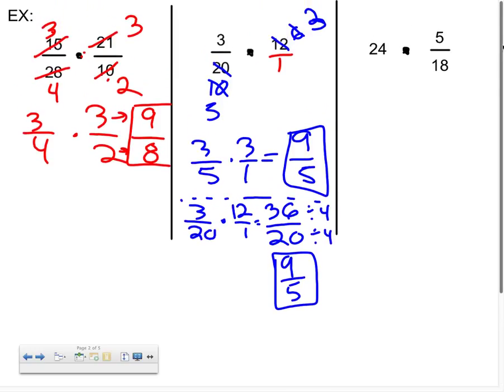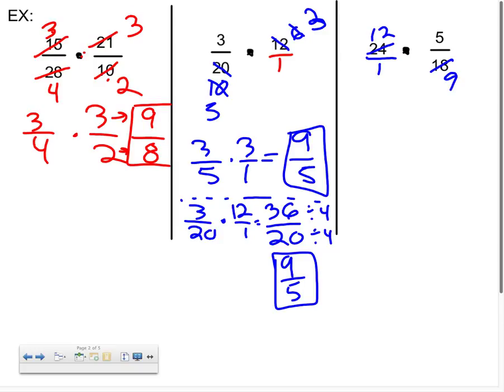And then the last one here, again, 24 is a whole number, so I'm just going to put it as 24 over 1 and just leave it there. 24 and 18, I see they're both even, so the first thing I would do is divide them both by 2. I get 12 and 9.